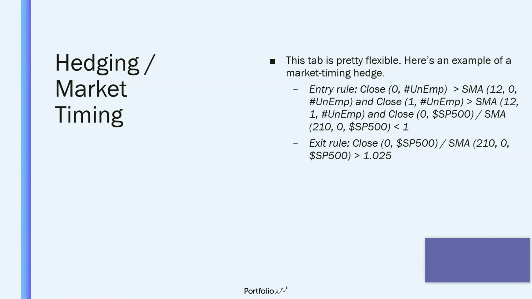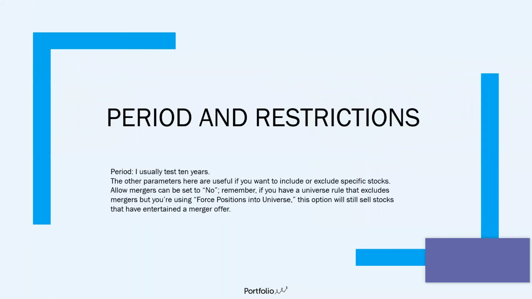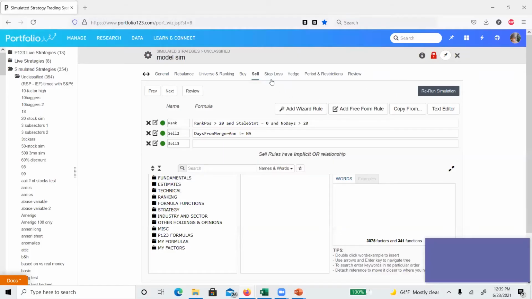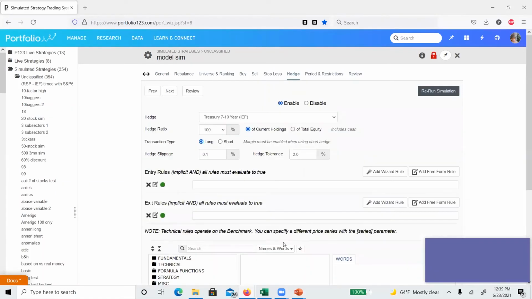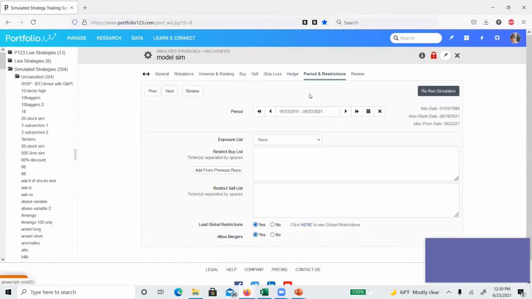That's a pretty basic kind of market timing rule that a guy at Philosophical Economics came up with. And it would have completely failed in 2020. But that's the way market timing is sometimes. Now, period and restrictions. I have showed you this is the hedge here. Enable gives you all these options. And then the period and restrictions is here.